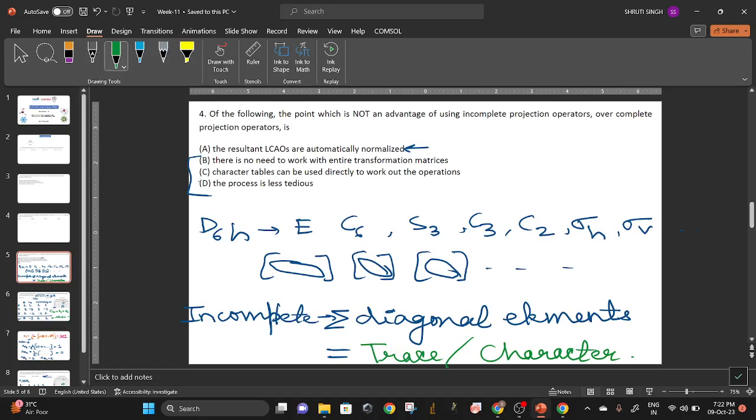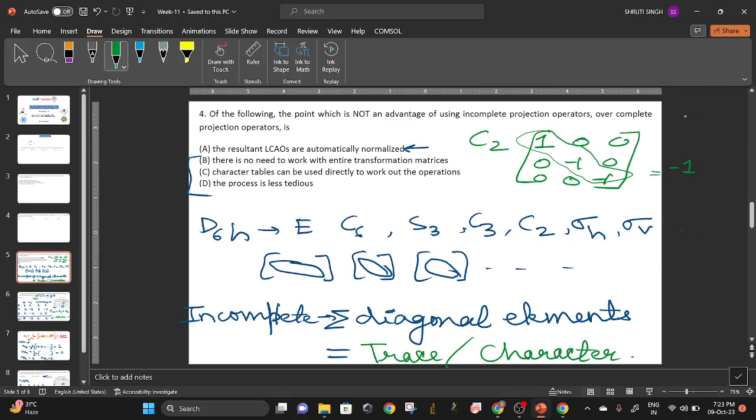Suppose you have a C2 operation, and you have some matrix like: minus 1, 0, 0; 0, minus 1, 0; 0, 0, 1. Suppose this is the C2 operation transformation matrix, and the character will be the sum of all the diagonal elements, right? So the character will be minus 1. So what the incomplete projection operator does is that it deals with the character only.